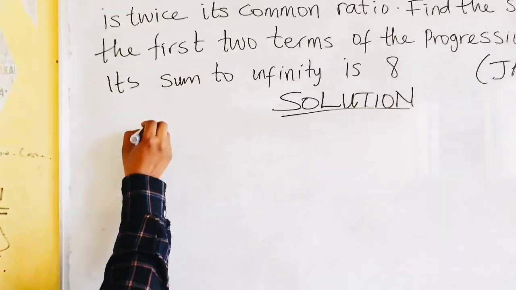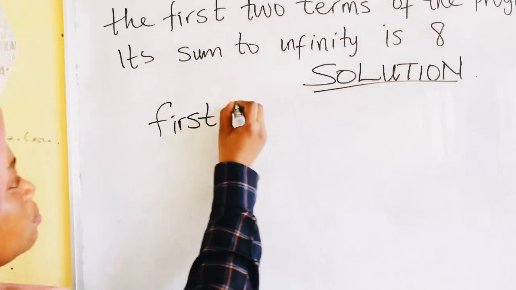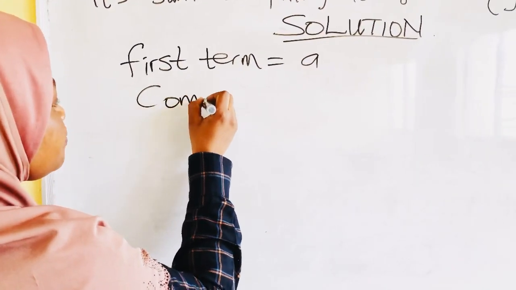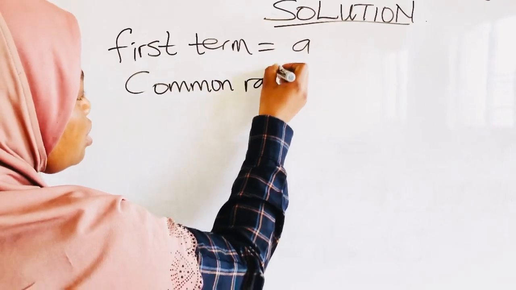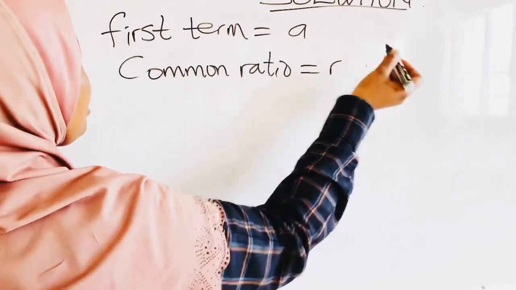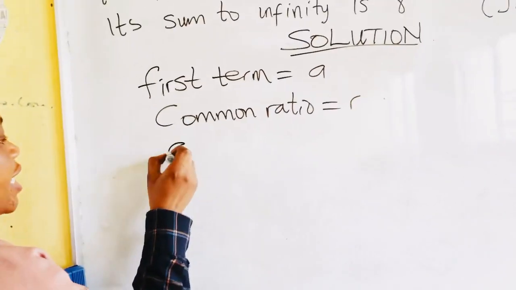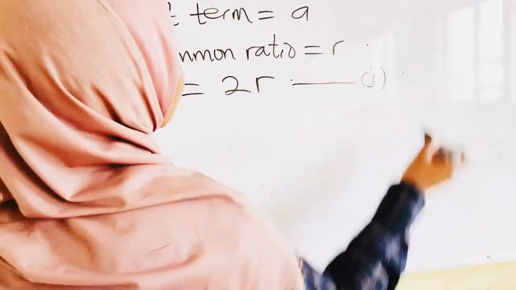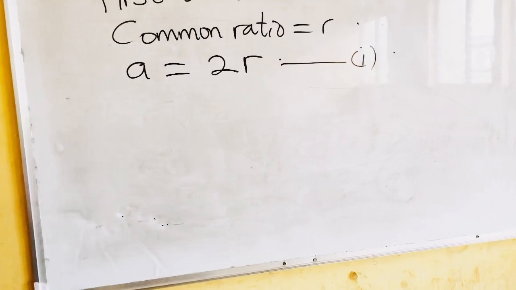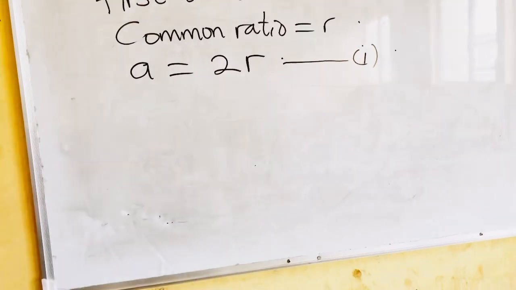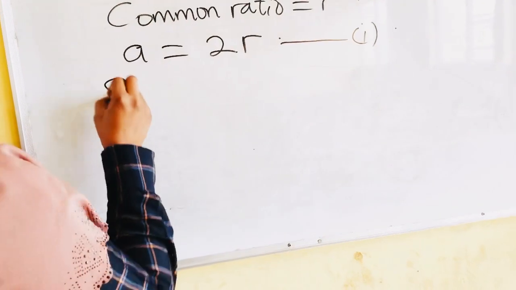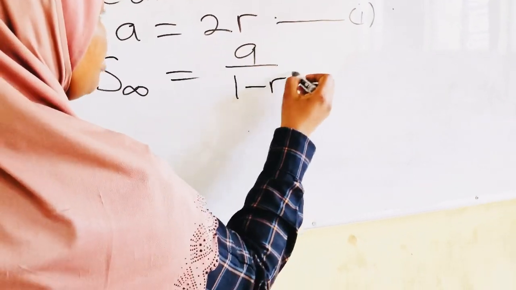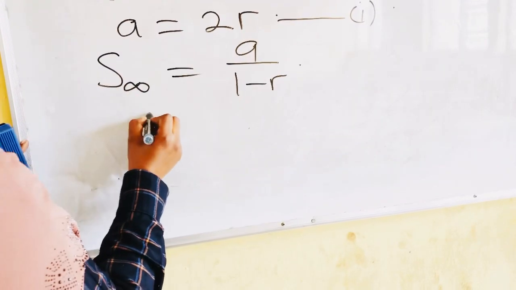Now, suppose the first term is small letter a, and the common ratio is equal to small letter r. According to this question, a is equal to 2 multiplied by r, equation 1. Now, find the first two terms of the progression if its sum to infinity is 8. So, sum to infinity is equal to a over 1 minus r, and that is equal to 8.